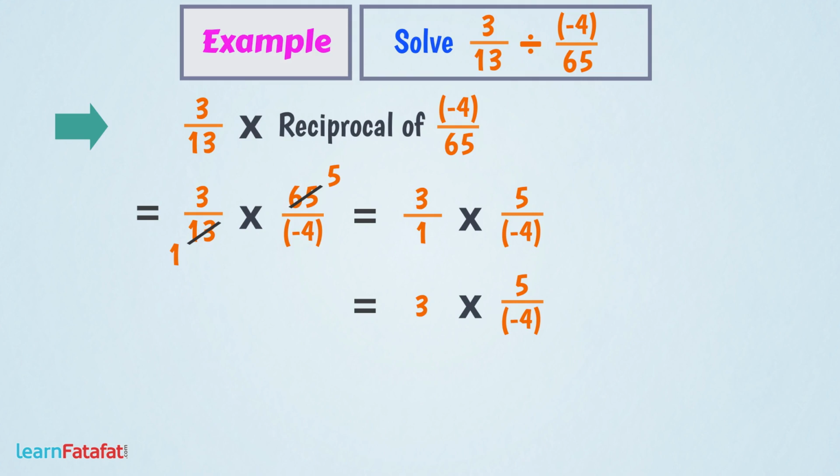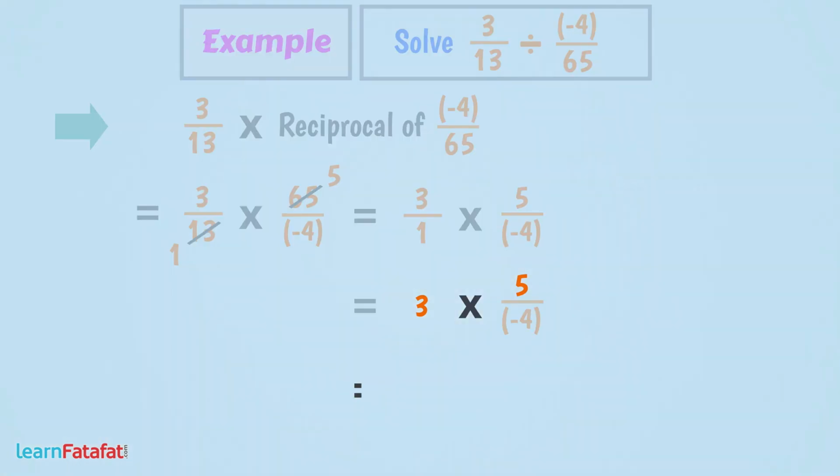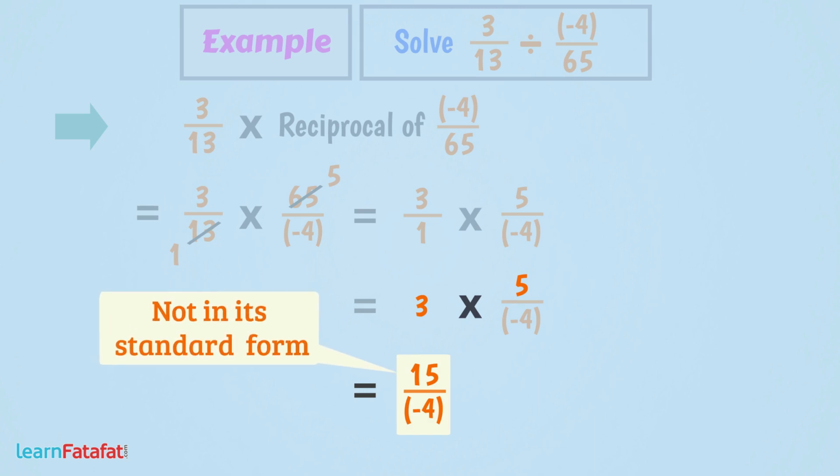Now it is simple. In the same way, try to simplify the problem as much as you can. Here, the product of 3 and 5 is 15, and we write the denominator -4 as it is. This rational number is still not in its standard form. So multiply the numerator and denominator by -1, which gives the result -15/4.